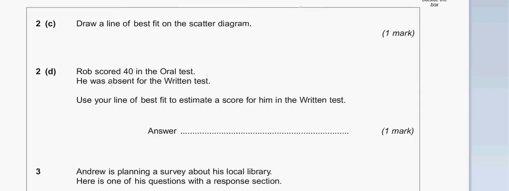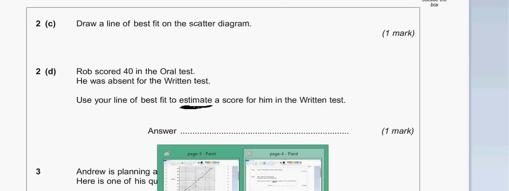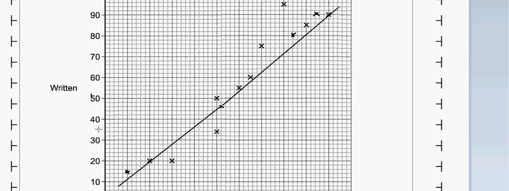Rob scored 40 in the oral test and he was absent for the written test. So use your line of best fit to estimate. Okay, they want an estimate of his score for the written test. This estimate means that they know that your line is only accurate to a point. So if he scored 40 in the oral test, we go to the oral test axis. Now he scored 40 marks.